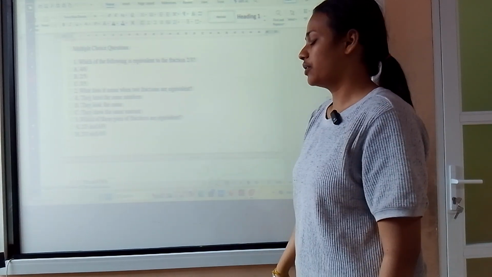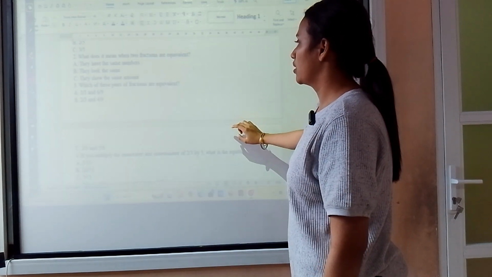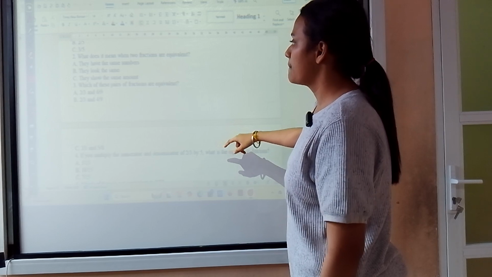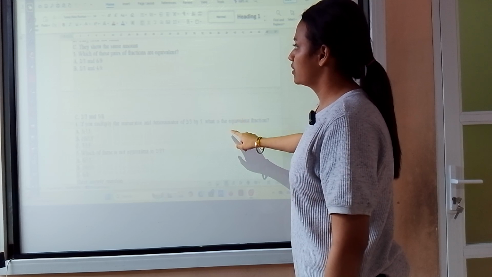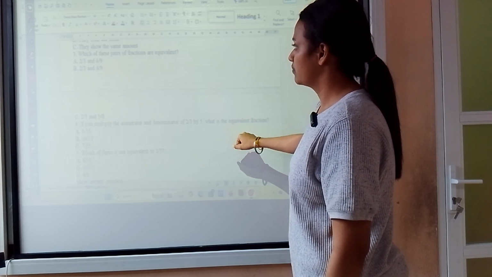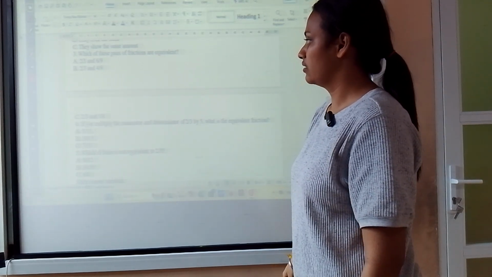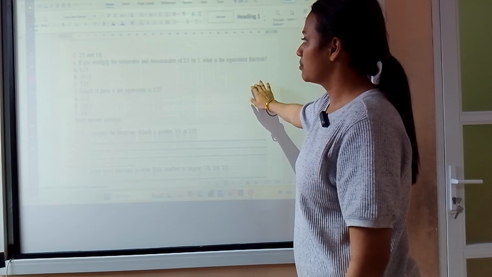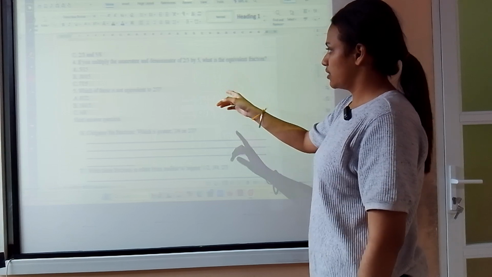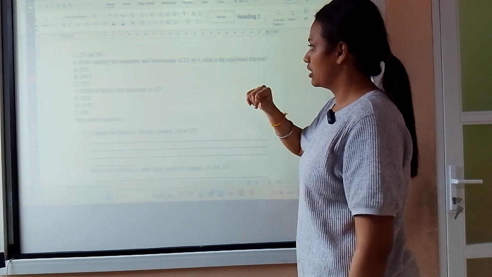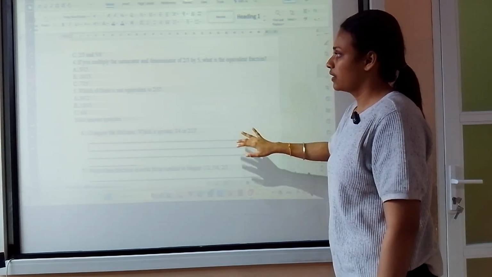The answer is 4/6. What does it mean when two fractions are equivalent? It means they show the same amount. Which of these pairs of fractions are equivalent? It is 2/3 and 6/9. Next, if you multiply the numerator and denominator of 2/3 by 5, what is the equivalent fraction? The equivalent fraction will be 10/15.